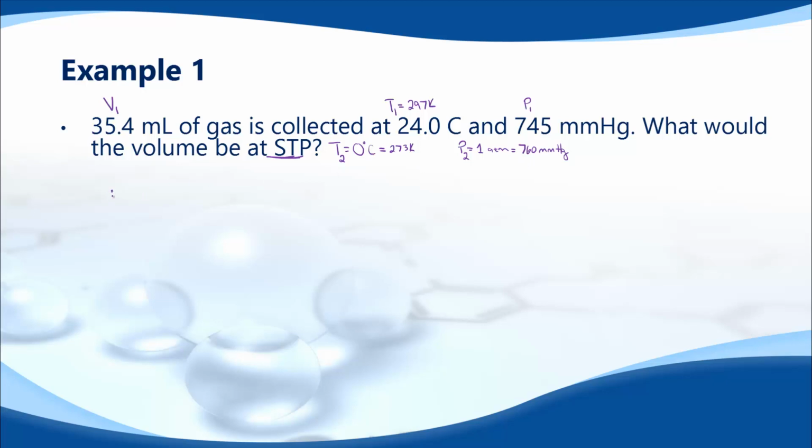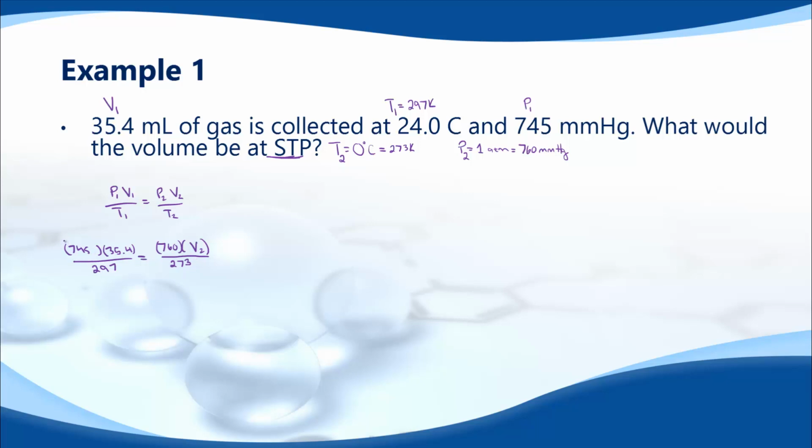Now we plug it into our equation, so I have P1 V1 over T1 equals P2 V2 over T2. Plug in our numbers, so 35.4. Our pressure was 745 over T1, which is 297, equals P2, which is going to be 760, V2, which is what we're trying to solve for, T2, which is 273. Now we're going to do some algebraic manipulation here.